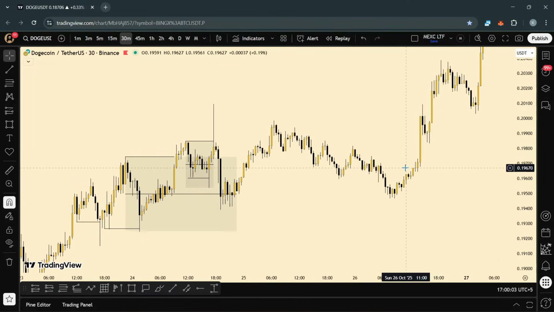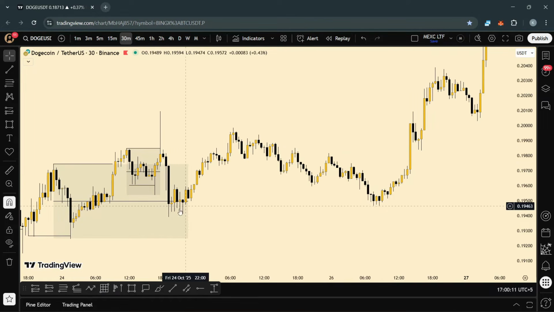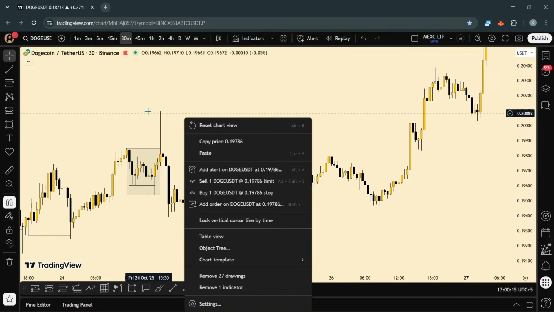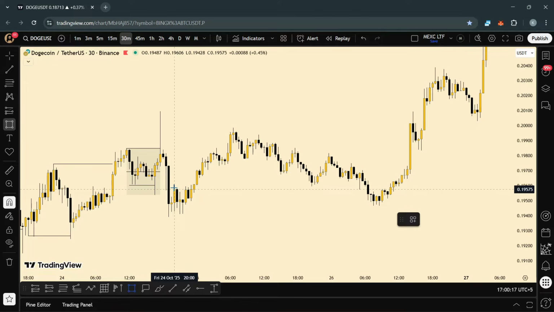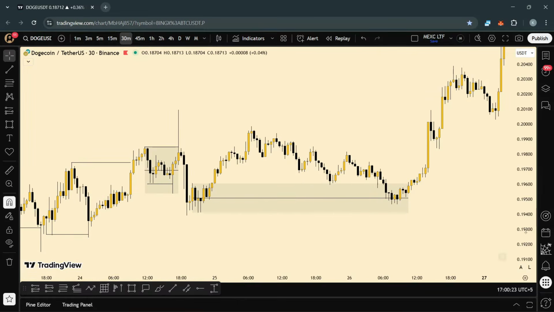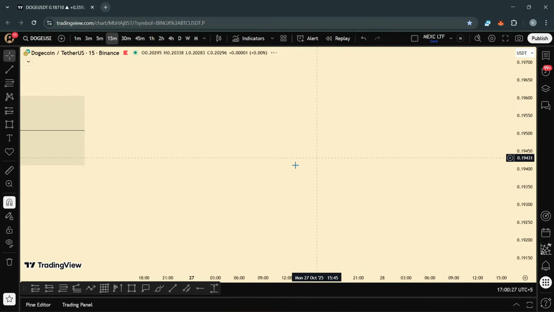And yeah, so nothing over here. Boom, boom, boom. Nothing over here. I mean, it is also a zone. It's a glitch, in fact. But yeah, it also took liquidity as well. Go back to the 15 minutes.